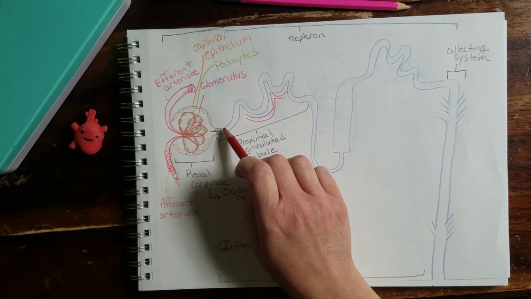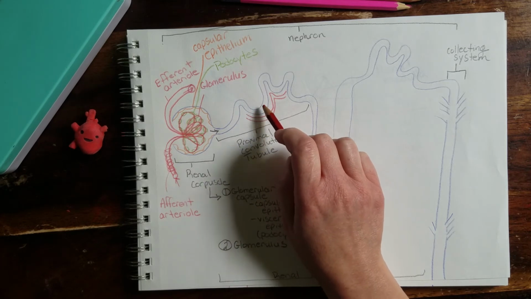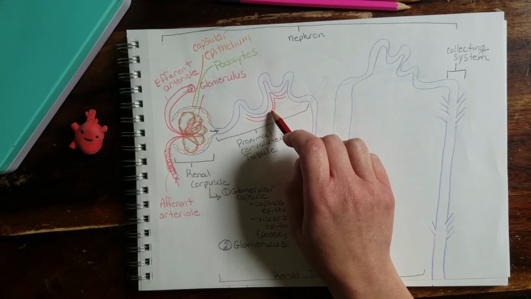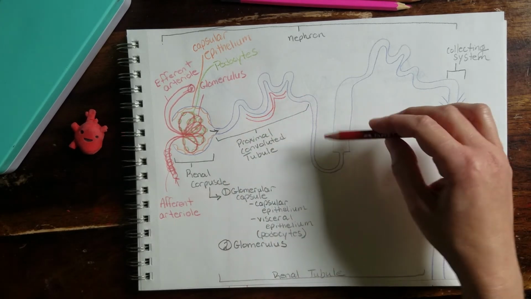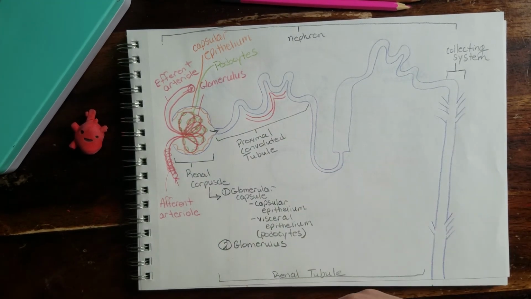And then what gets filtered out, some substances will actually be reabsorbed, right? They're going to go back into the blood. And then some substances will be secreted, meaning they travel from the blood back into the tubule. And it will depend on where in the nephron we are as far as what is going to be happening.